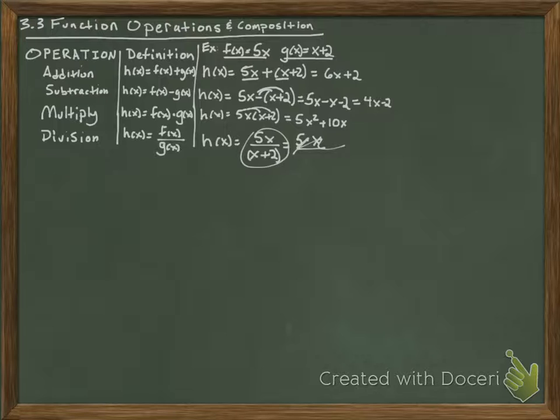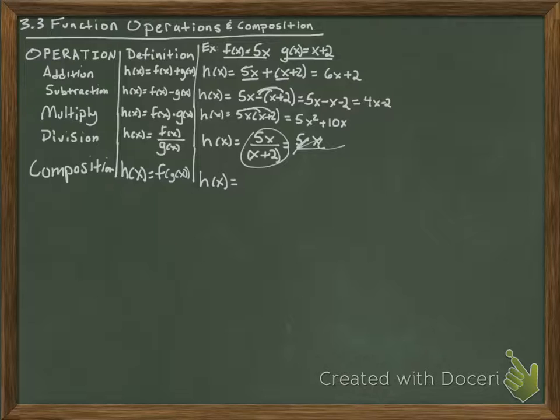The last one I'm going to show you is a composition of two functions. And this one can be a little mind-bending the first time you see it, but it's actually not that tough once you get the hang of it. We're going to let h of x be created by composing the two functions f of g of x. So what we're essentially doing is creating a new function by plugging one function into the other function.